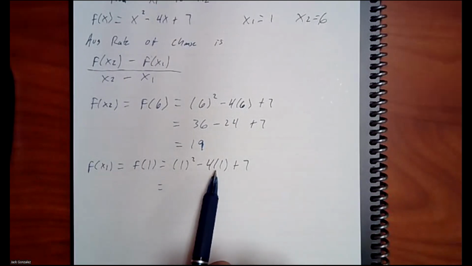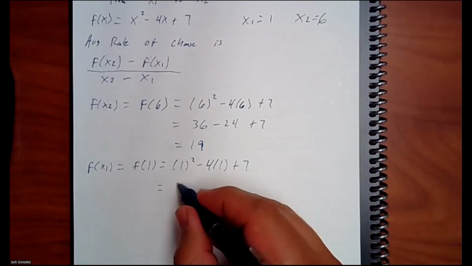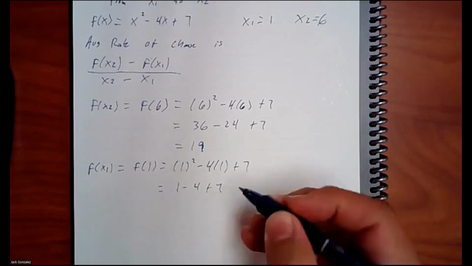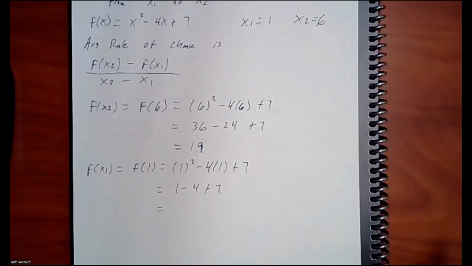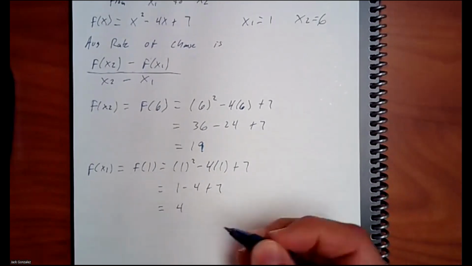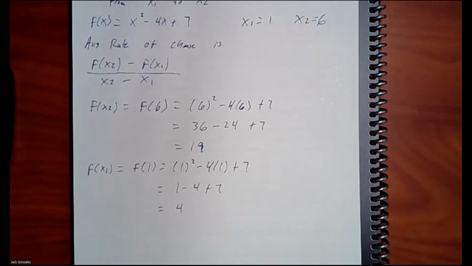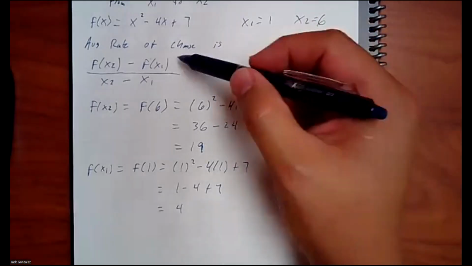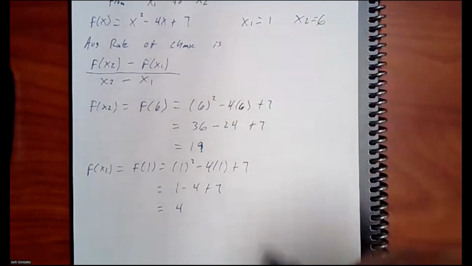Okay, so 1 squared minus 4 times 1 plus 7 will be 1 minus 4 plus 7. Okay, so that should be 4, right? So at that point, we're just going to plug them in here. And it will be good.